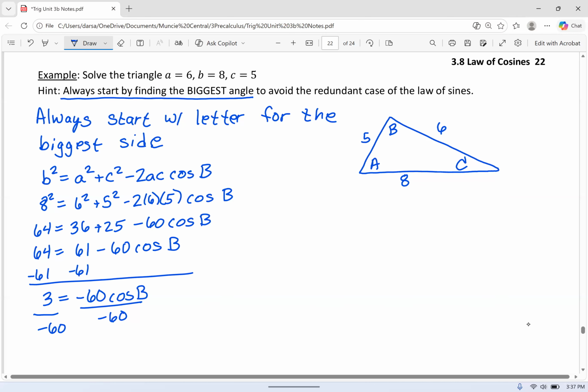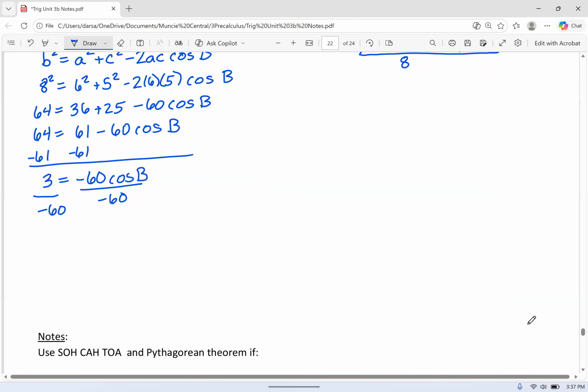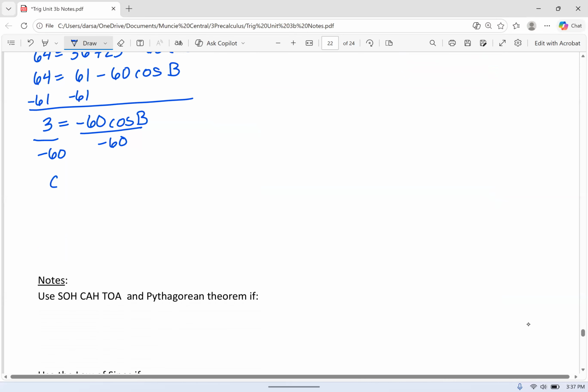And we get that cosine of B is equal to negative 3 over 60. So then again, if I have a ratio and I want to know an angle, what buttons in my calculator give me angles? Well, the inverse buttons. Now, should I use sine inverse or cosine inverse on this one? Well, since it's a cosine, I should use that B is the cosine inverse of negative 3 over 60.